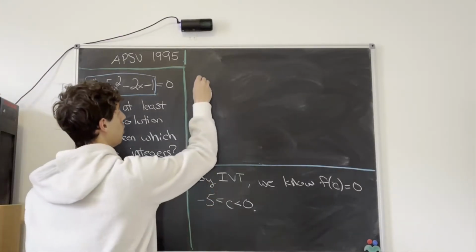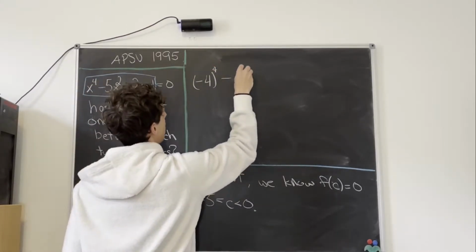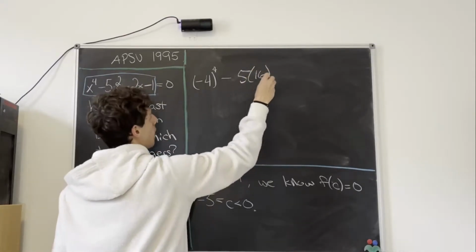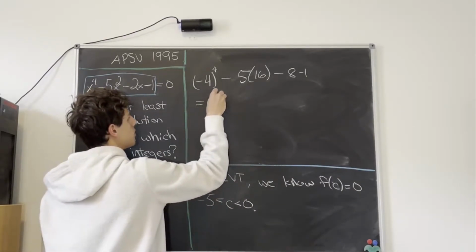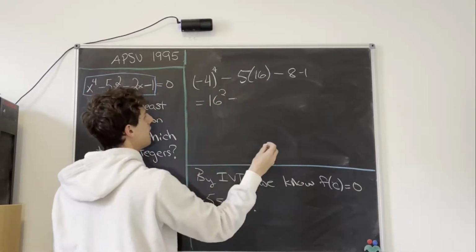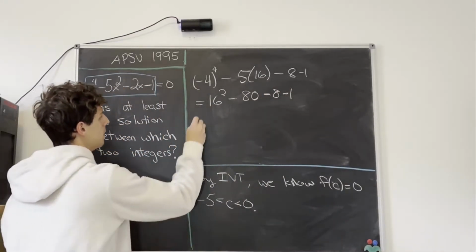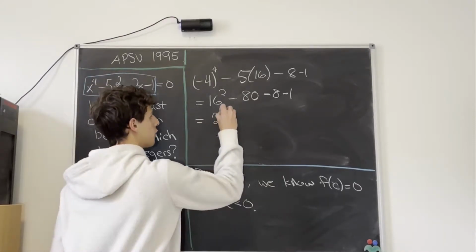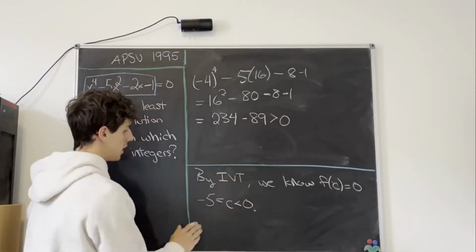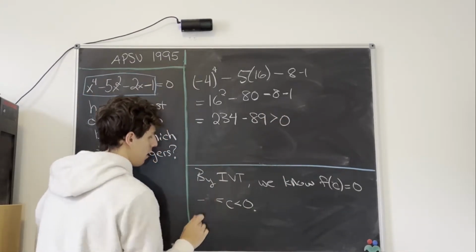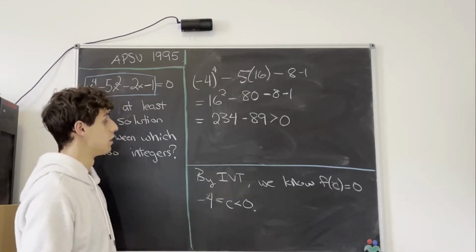Now we're just going to move systematically. I'm going to plug in -4. So we have (-4) to the fourth minus 5 times 16 minus 8 minus 1. And that's going to be 16 squared minus 80 minus 8 minus 1. But 16 squared is 256, and that's still bigger than 0. So we can take our left-hand side of this inequality and change it to -4. We know that c is now between -4 and 0.